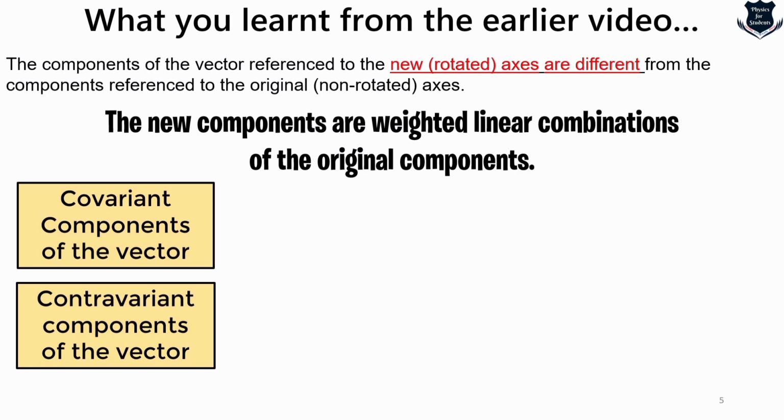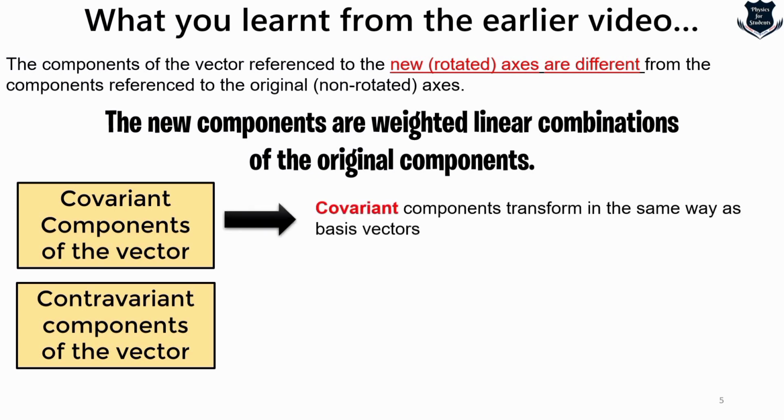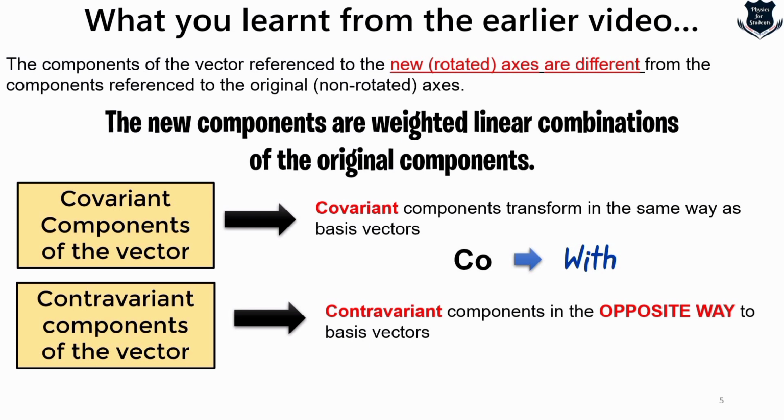Now in these discussions, these words are very often used, and what we mean by covariant, I'm just giving a very basic idea. Mathematically I will explain in the further videos that components transform in the same way as the basis vectors. Now what do I mean by that? Co means with. So whatever components transform, they will transform along with the basis vector. Whereas a contravariant component is something which will vary the opposite way to the basis vectors.